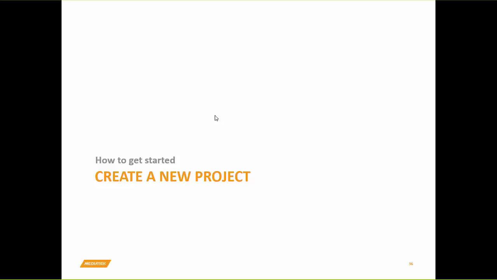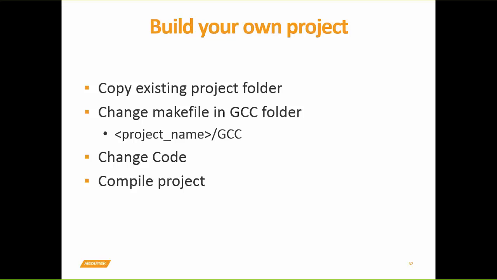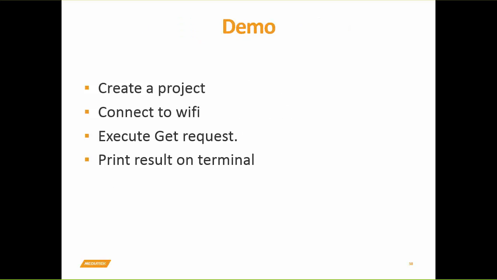Right, so how do we create a new project? The easiest thing to do is to copy an existing project. So we choose what kind of project is very similar to ours. And then we have to change the makefile in the GCC folder. And then we have to change the code, obviously, to suit our needs. And then we have to compile the project. So I will give you a demo on that as well.